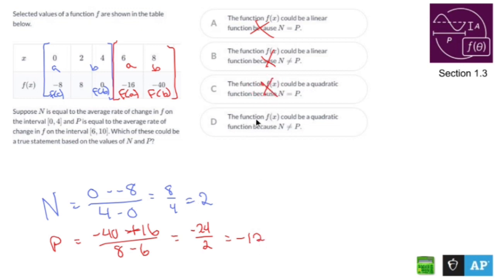The function f of x could be quadratic because n does not equal p, which is true. So if it's quadratic, the rate of change is always changing. This is asking for rate of change, and the rate of change has changed. So yes, this could be quadratic because the rate of change is not the same.